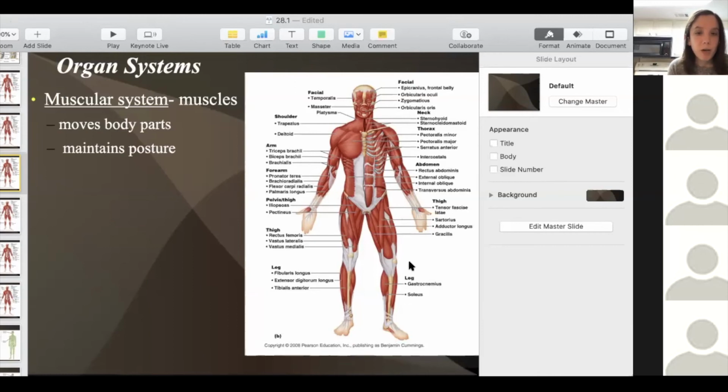Muscles maintain posture. You might have heard the term muscle tone before. Muscle tone refers to muscles staying rigid to allow you to stay upright and maintain a certain position. So a baby who has poor muscle tone won't be able to sit up or stand up. The muscles aren't able to maintain a shape that allows them to do that.